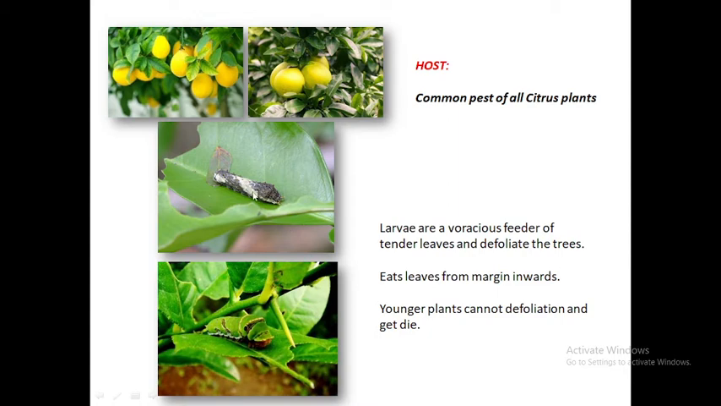Now, this larva has five different instar stages, and it is a voracious feeder. It will feed on the leaves of the lemon plant, and the particular pattern of eating is that it will always eat from the margin to the central midrib of the leaf of the lemon plant. That's why the older plants cannot be defoliated, but if a younger plantlet gets caught by this pest, definitely such plants will die.